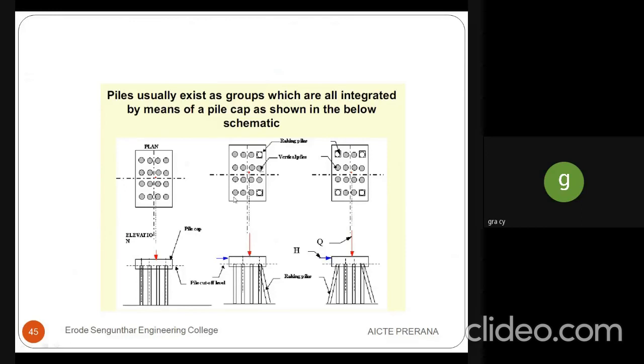So here we have to note down the spacing of piles. Here the number of piles is 16, and they are placed 4 in a column-wise and 4 in a row-wise arrangement. So the number of spacings is 3.